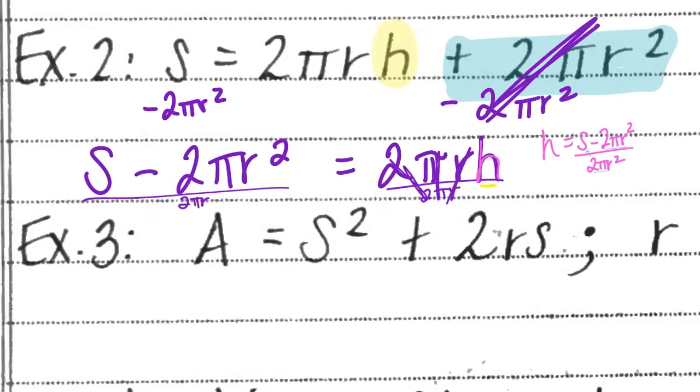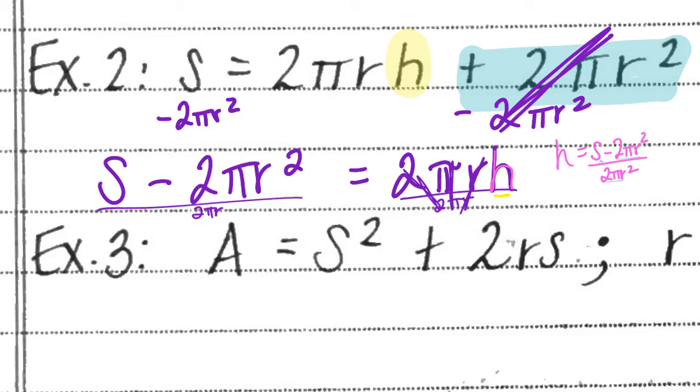All right, hopefully I won't run out of room on this one. In this case, we are solving for R. The R is right there. So the first thing I have to get rid of is this S squared. It is a positive S squared, so I'm going to subtract S squared from each side. So I have A minus S squared, because these cancel out, is equal to 2RS.